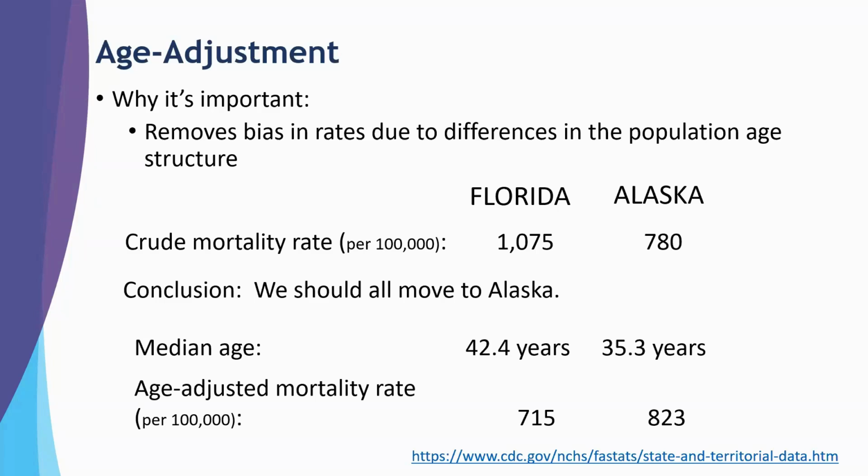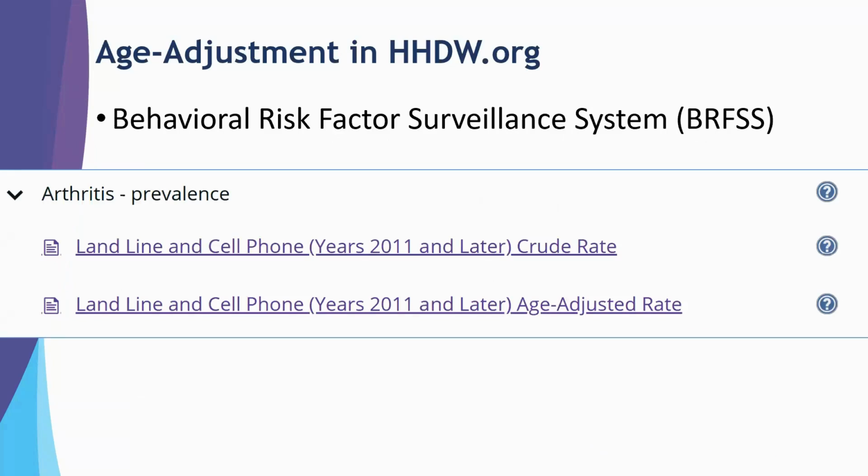And now if we look at the age-adjusted mortality rates, we see the two rates are more similar. In fact, the rate is actually lower in Florida than in Alaska. This is an example of why it's important to use age adjustment when comparing populations with different age structures. So where does age adjusting become a factor in HHDW?